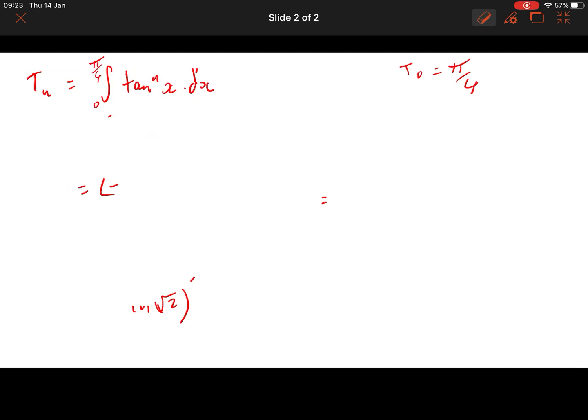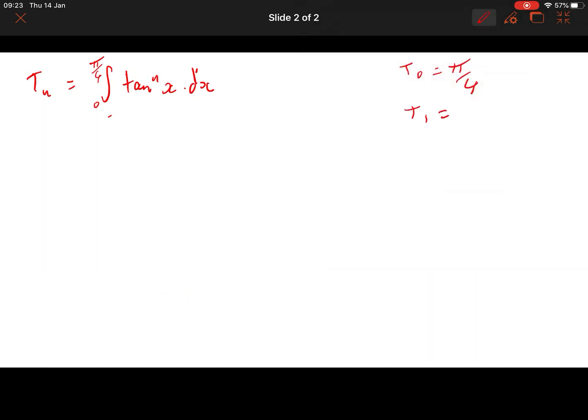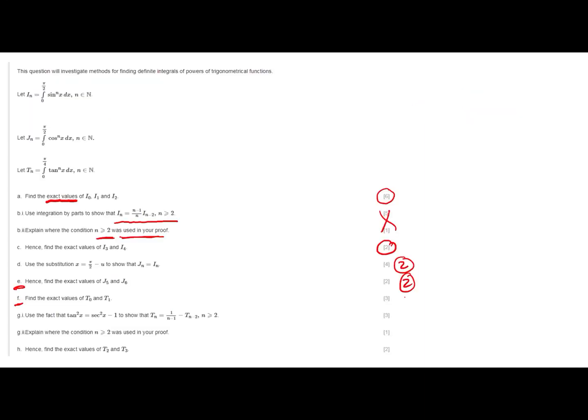Half log 2 would be equally correct. So let's just write that down. T1 is equal to log of root 2. Okay, so again, three nice, easy points. Now, G, horrendous. It's a horrendous question.